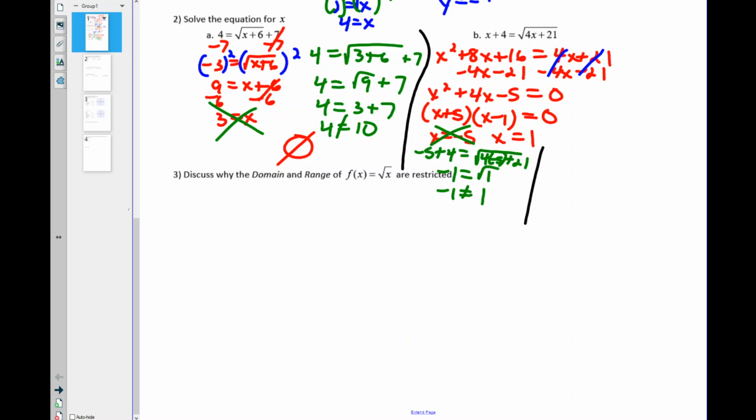Thank you, Lucy. So we go now with a 1. 4 times 1 plus 21. This is 5. This is square root of 25. 5 equals 5. All the children rejoice, because x equals 1 is our only solution.